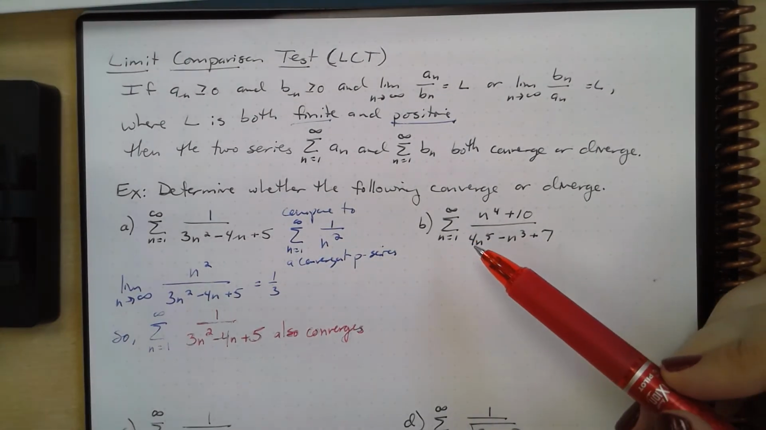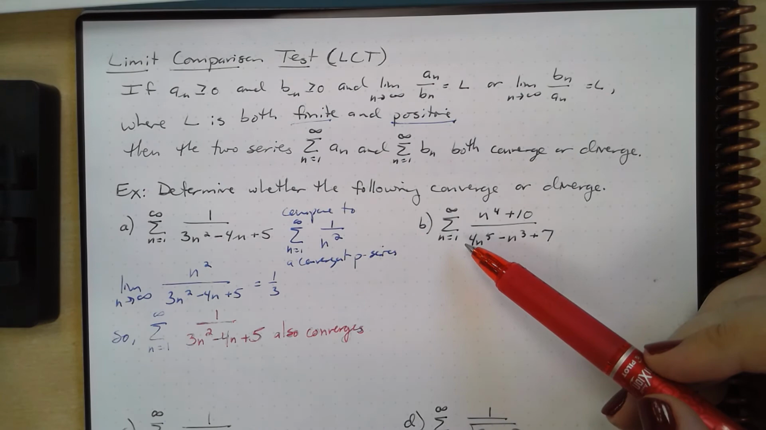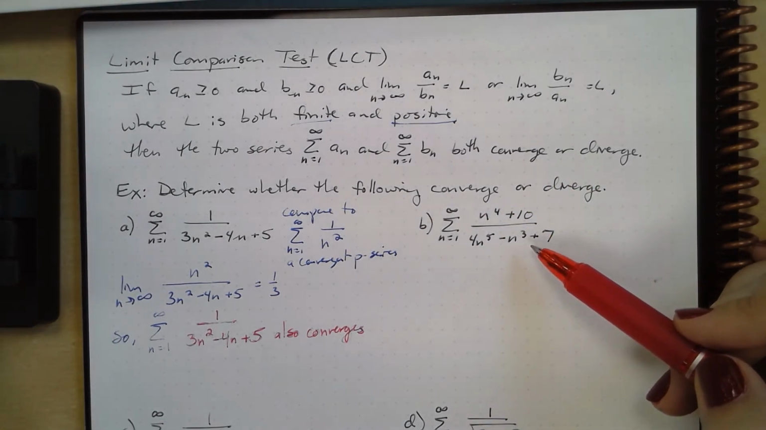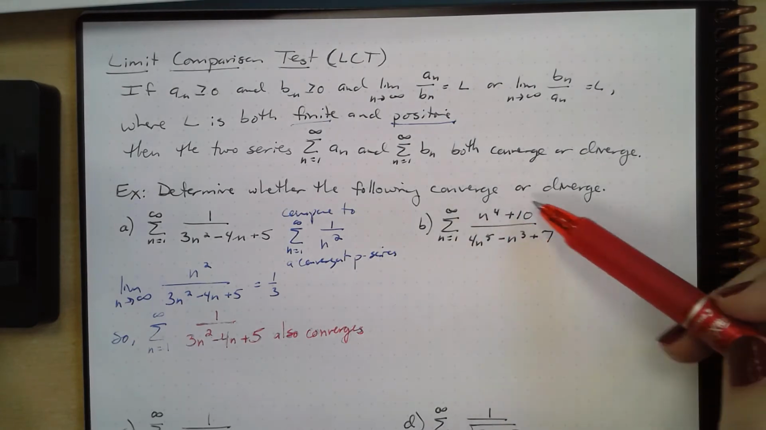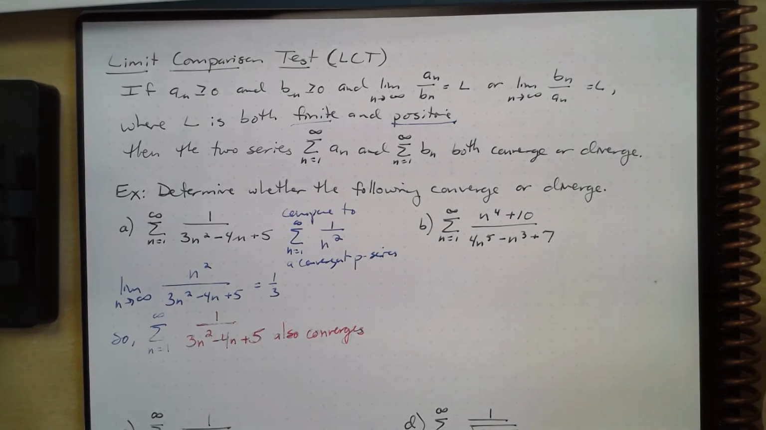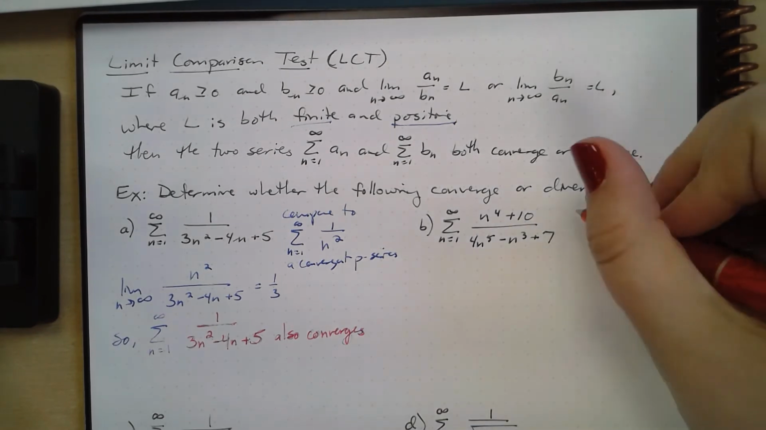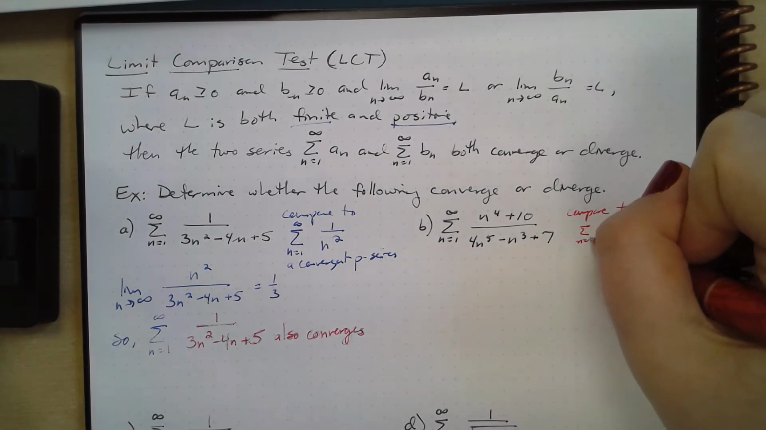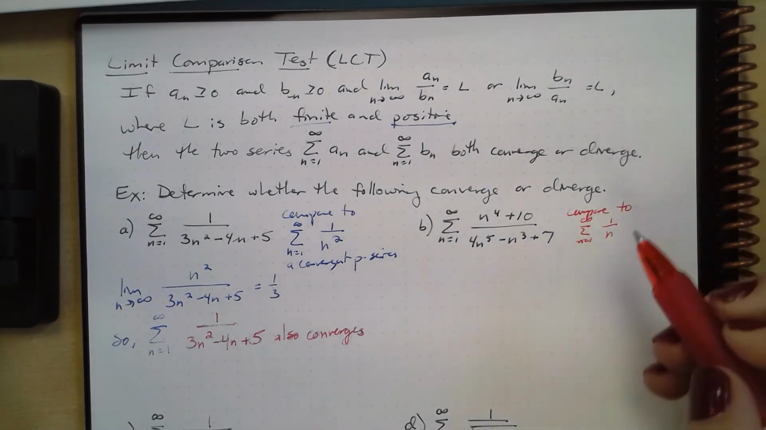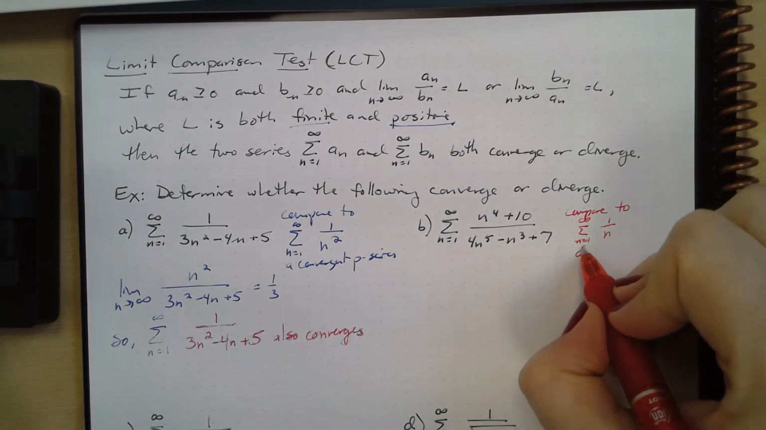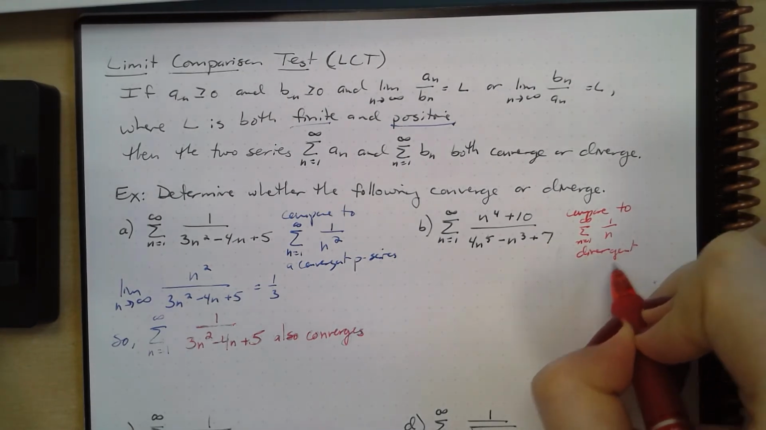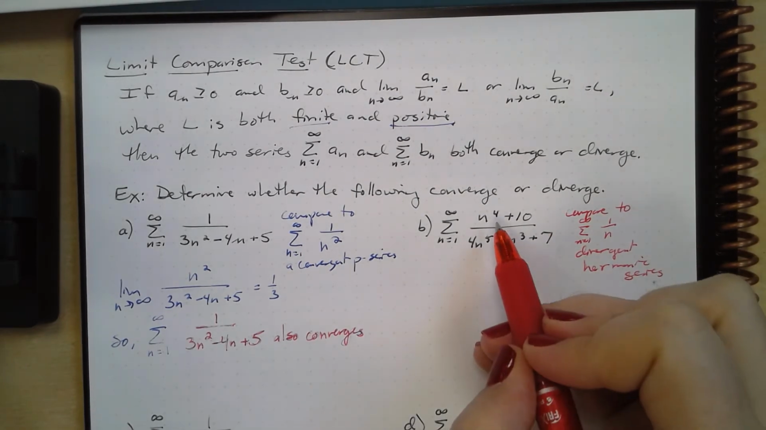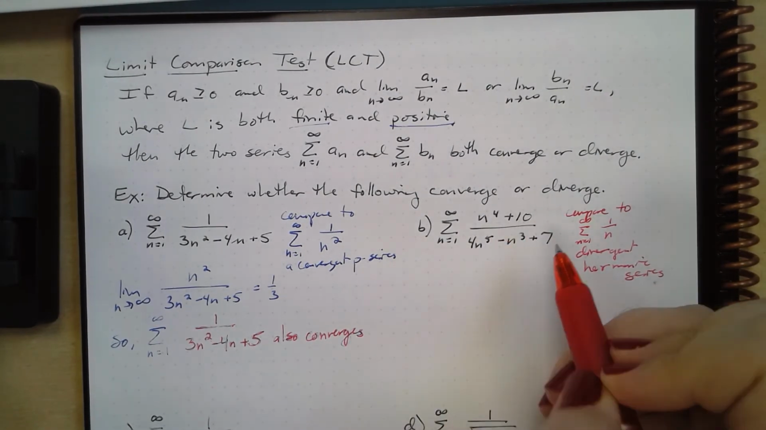So here we have the sum from n equals 1 to infinity of n to the 4th plus 10 over 4n to the 5th minus n cubed plus 7. Well, if I whittle this down to its most basic form, I'm basically going to get 1 over n, right? So I'm going to compare this to the sum from n equals 1 to infinity of 1 over n. What is that sum? That's our divergent harmonic series, right? And I got this by simplifying here, getting rid of all of that.